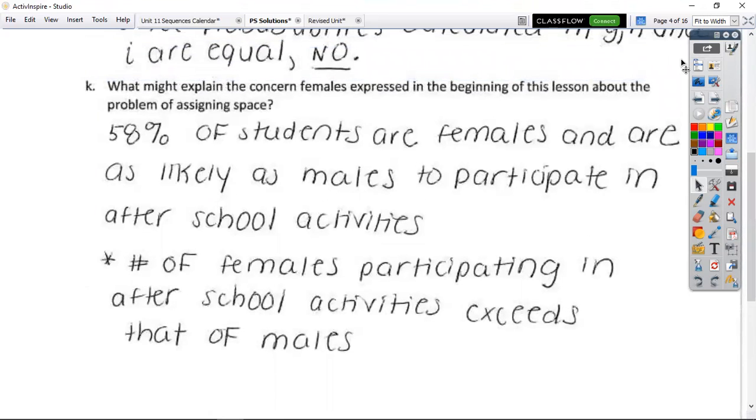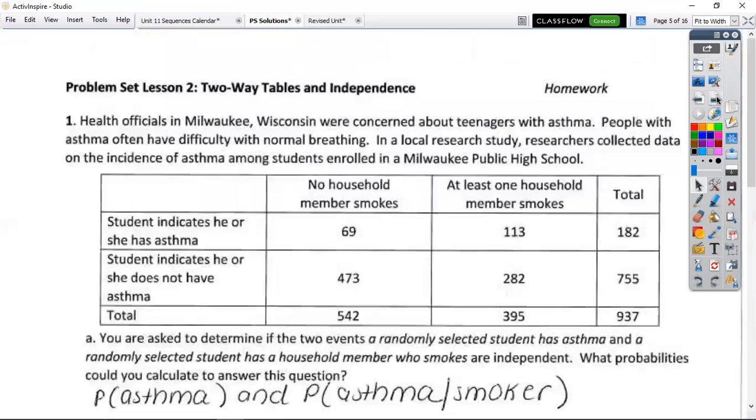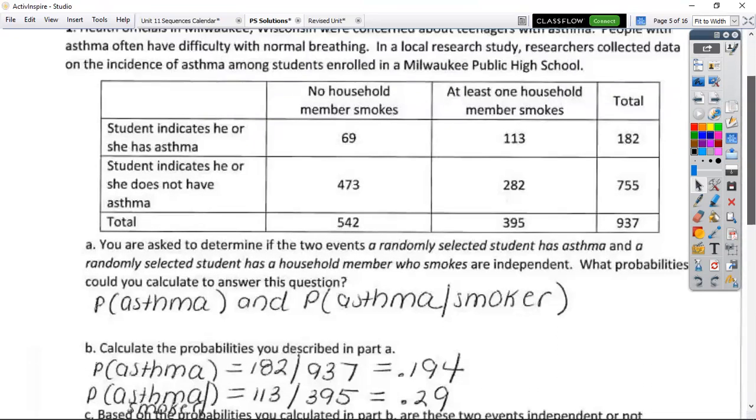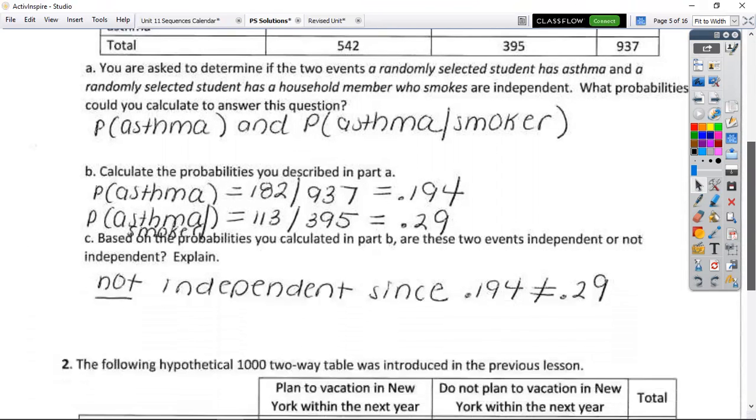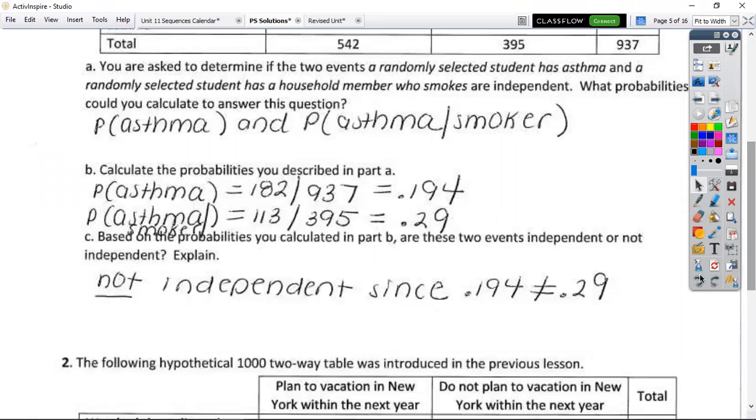And then you had problem set number 2, and these were your tests for independence. And there are a variety of ways that you can complete these, but it's going to yield the same answer. Don't go changing something if you have it, again, if it gave you the same answer as me. So we want the probability that a certain student has asthma and the probability of asthma given the condition they are a smoker. Those are not equal probabilities, thus those are not independent events.